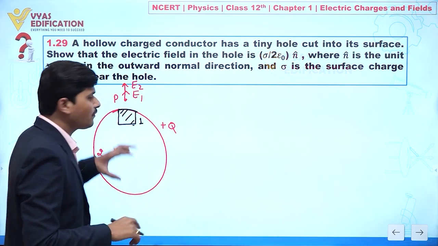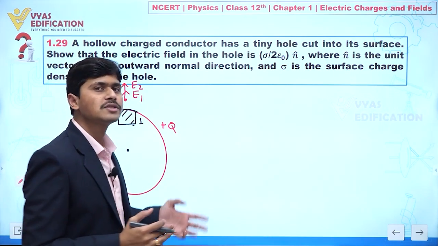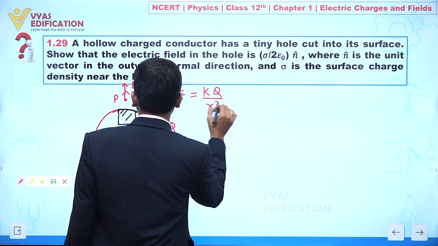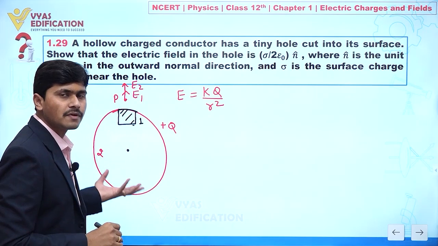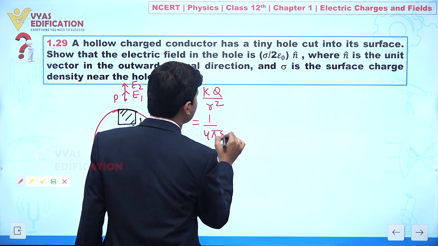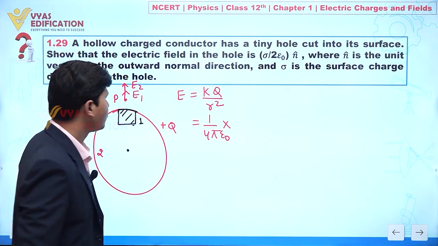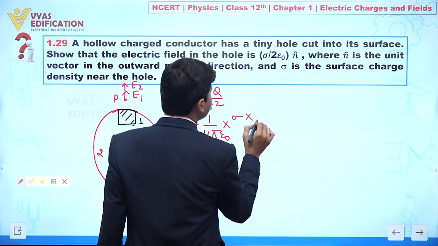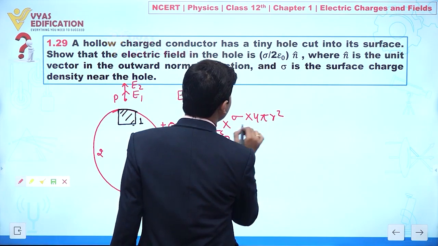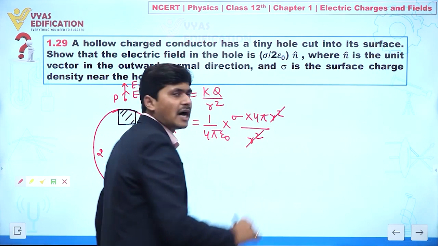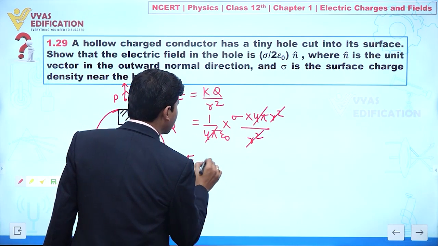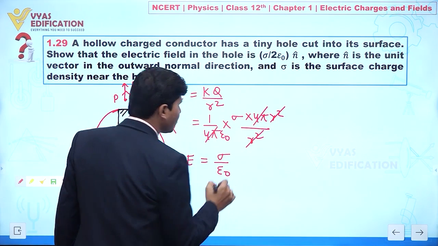Now we know if we have a charged conductor, the electric field outside at any point is given by E equal to KQ upon r square. Here r is the distance of that point from the center. So we can also write 1 upon 4 pi epsilon naught into charge Q, and in terms of surface charge density sigma into surface area 4 pi r square, divided by r square. The r square and 4 pi cancel out, so from here E is equal to sigma upon epsilon naught.